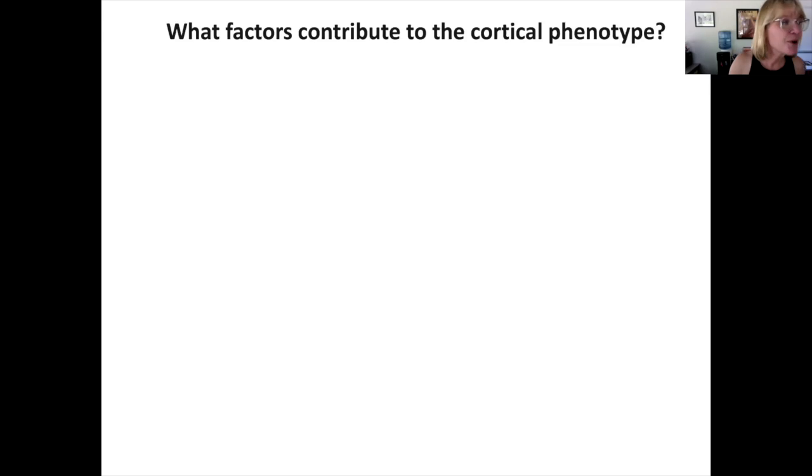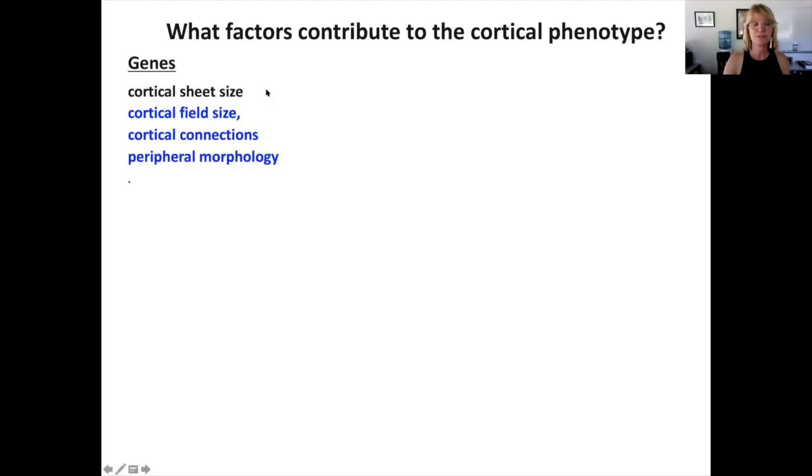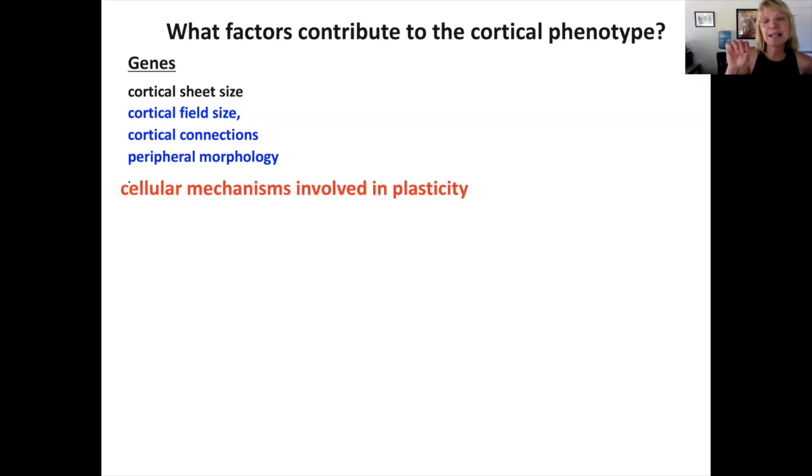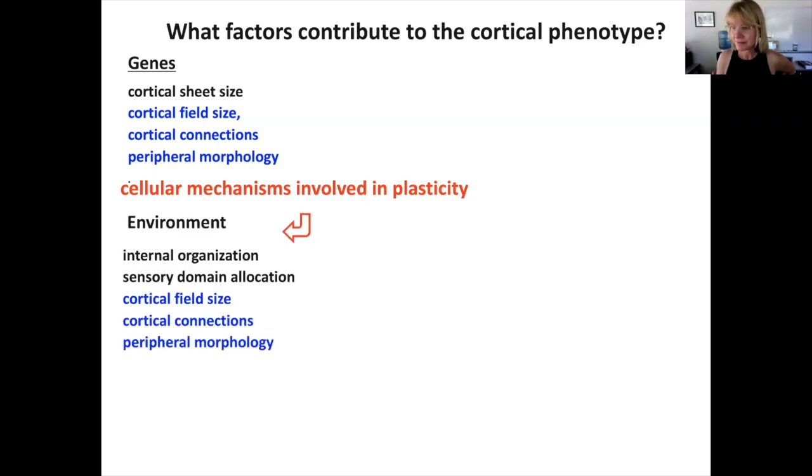Okay, so what factors contribute to the cortical phenotype? I'm going to sum up here right now. Genes, of course. They can control cortical sheet size, cortical field size, cortical connections, peripheral morphology. Really, really important. The cellular mechanisms involved in plasticity, which then allows the environment to actually modify these same things.